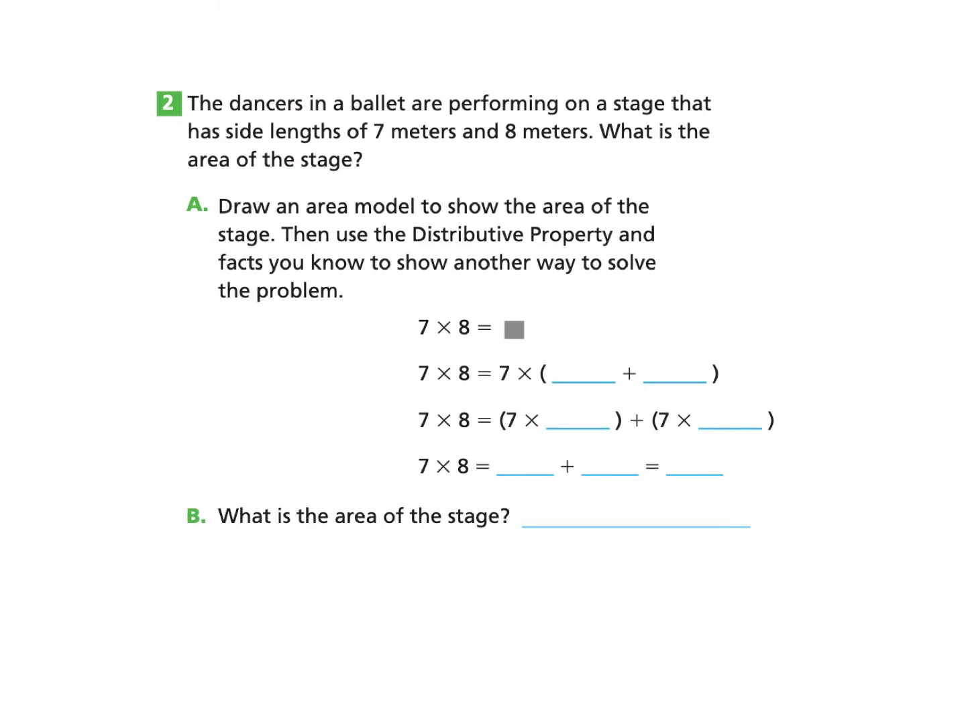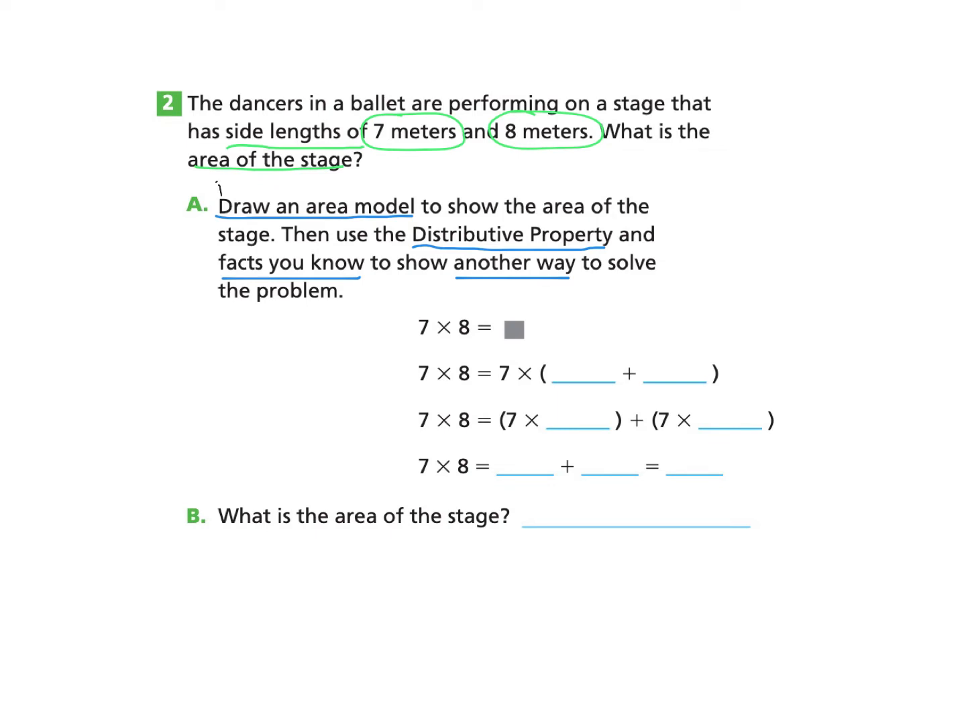On the same page is question 2. The dancers in a ballet are performing on a stage that has side lengths of 7 meters and 8 meters. What is the area of the stage? Part A asks us to draw an area model to show the area of the stage, and then use the distributive property and facts you know to show another way to solve the problem.